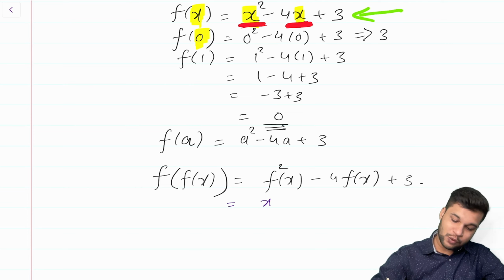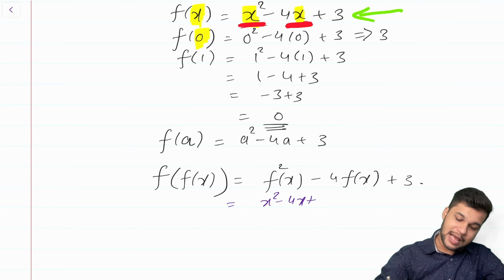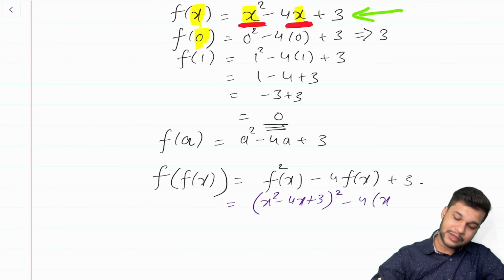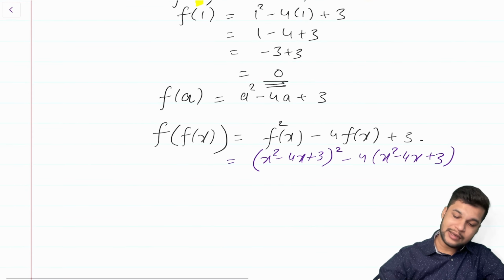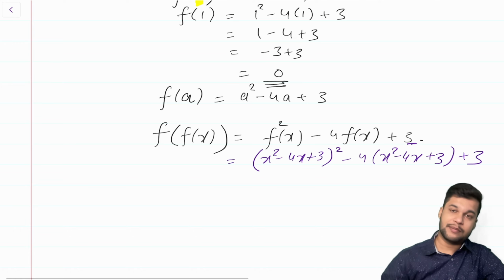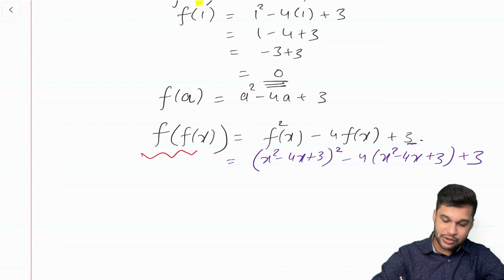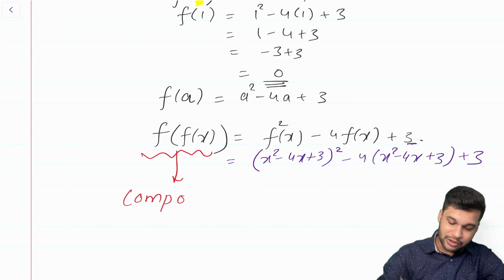This becomes x square minus 4x plus 3. I'm substituting the value of f(x) over here. So this is (x square minus 4x plus 3) whole square minus 4 times (x square minus 4x plus 3). And then you had this 3 remaining, so plus 3. So what is this? This type of function is known as a composite function.